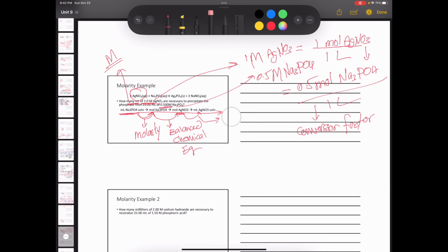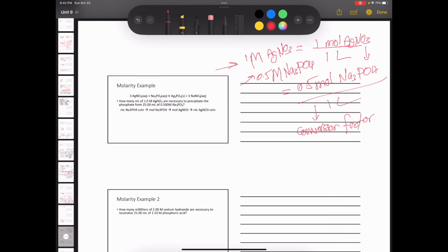All right, let's try to do exactly what I have just explained. So I'm starting with mils of sodium phosphate. How many mils of sodium phosphate do I have? Let's go back to our question. So I'm starting with 25 mils of sodium phosphate. So 25 mil Na3PO4.